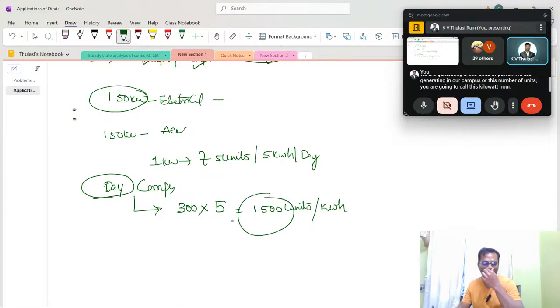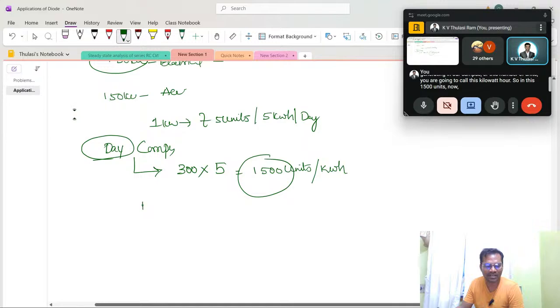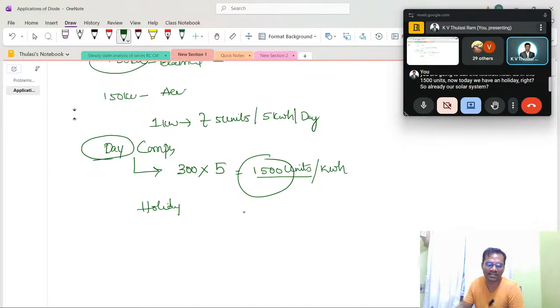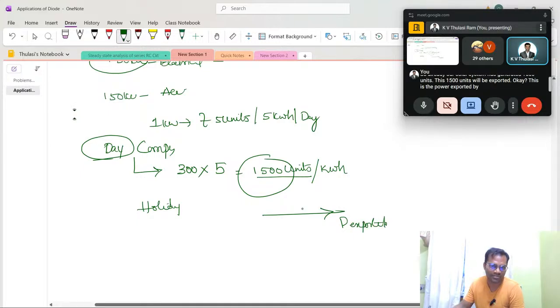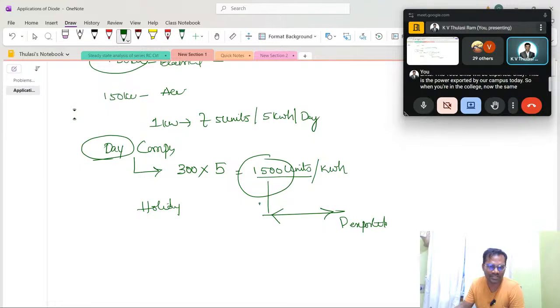So in this 1500 units, now today we have a holiday, right? So already our solar system has generated 1500 units. This 1500 units will be exported. This is the power exported by our campus today. When you are in the college, the same 1500 units we will be consuming.